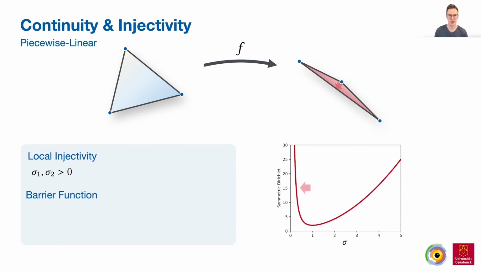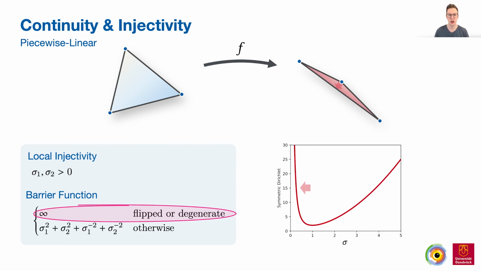This means that we design our objectives such that whenever a singular value approaches 0, our objective diverges to infinity. And for the symmetric Dirichlet energy, this is already the case. So when one of these sigmas approaches 0, its inverse approaches infinity. So this energy already naturally acts as a barrier function. Many other objective functions, for example the popular as-rigid-as-possible energy, do not have this barrier character built in. So there we need to explicitly add a barrier term if we want to maintain injectivity.